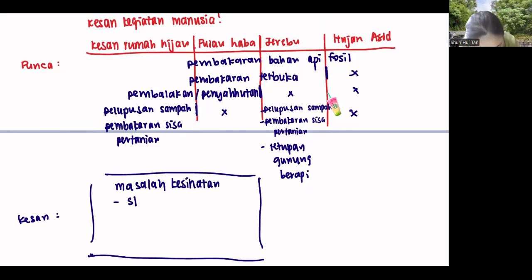Example, strok haba, heat stroke, dehidrasi. Okay, this is the extra for you, the kesan. Textbook doesn't have, but sometimes they may ask. This is the first one. What is the other effects?